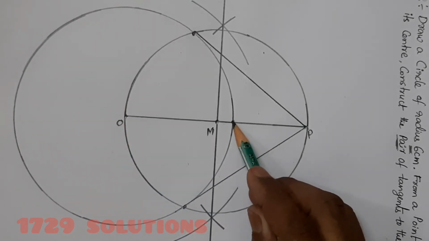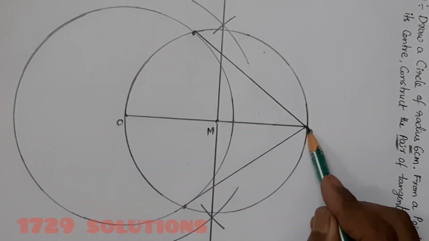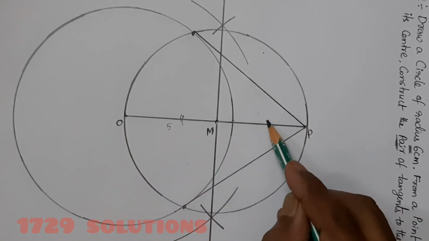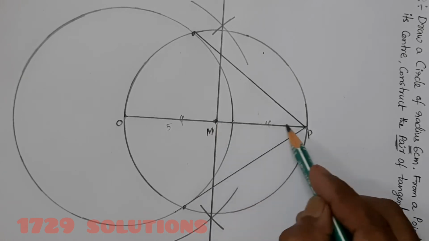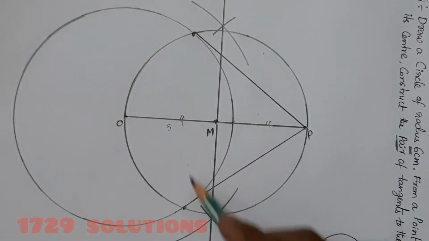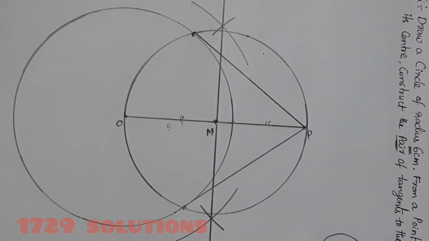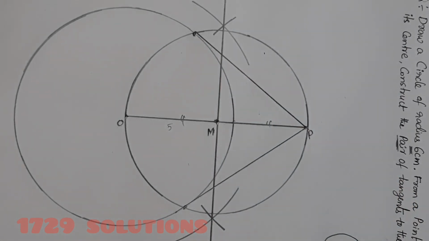So keep in mind this length is 6 centimeters, this length 5, 4 and this is 5. So you will get the line segment, that means the perpendicular bisector inside the big circle. Okay everyone, observe properly.